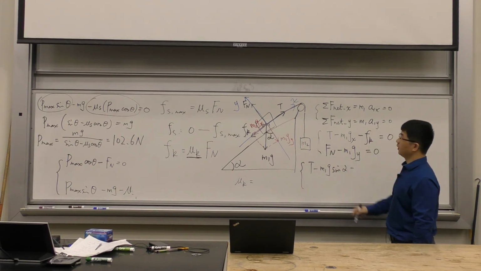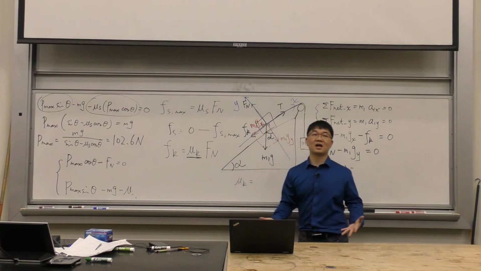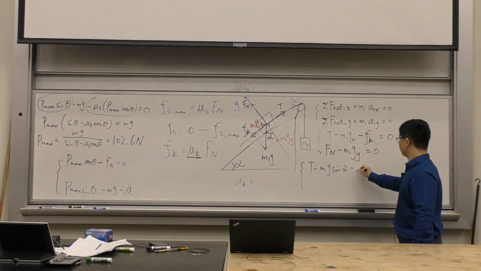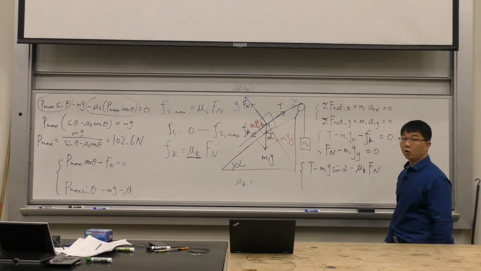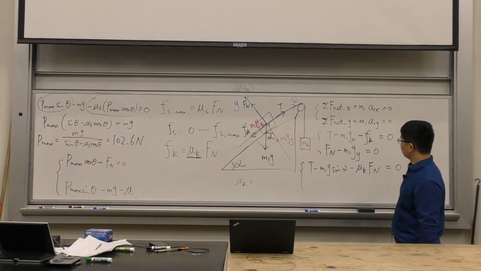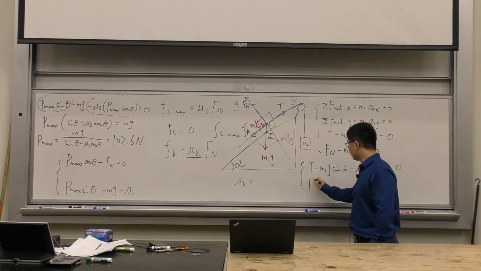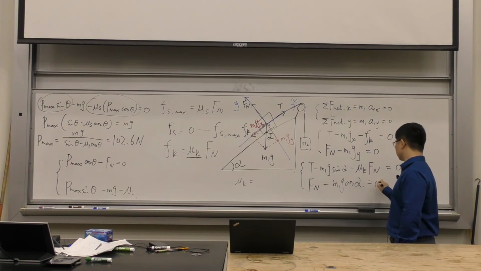Minus, now fk is always going to be mu k times Fn. So you don't need to make it maximum, right? Because that's already always the kinetic friction. So that's going to be the first equation. Now the second equation is going to be normal force minus m1g cosine alpha equals 0.